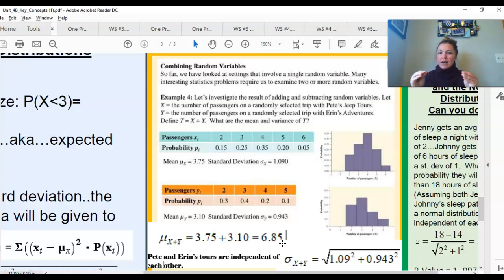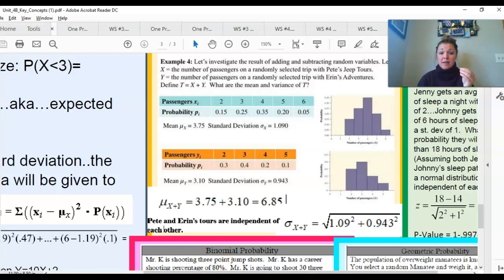But whether you're adding or subtracting variables together, the standard deviation remains the same. There are two things you have to remember. You have to check. This was our first introduction to conditions. You have to state that the two variables are independent. So we did that there. Pete and Aaron's chores are independent of each other. Then you need to go on and you take their standard deviations, you square them, and you add them together.